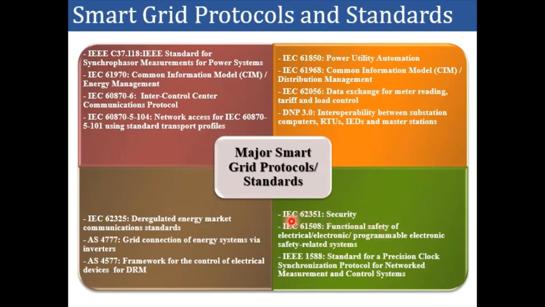So IEC 62351 talks about the smart grid security. IEC 61508 is required for functional safety of electrical, electronic and programmable electronic safety related systems. IEEE 1588 is commonly known as precision time protocol, which is a standard for a precision clock synchronization protocol for network measurement and control systems.